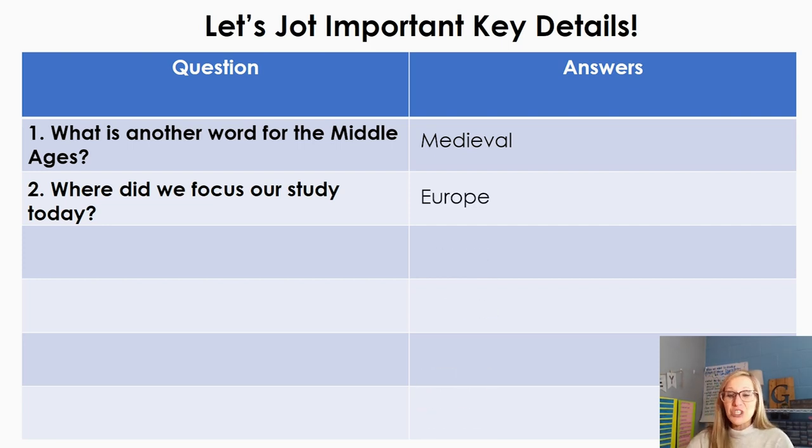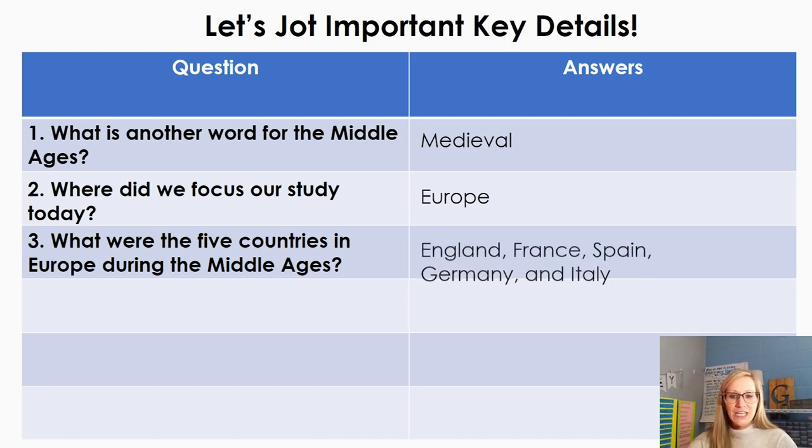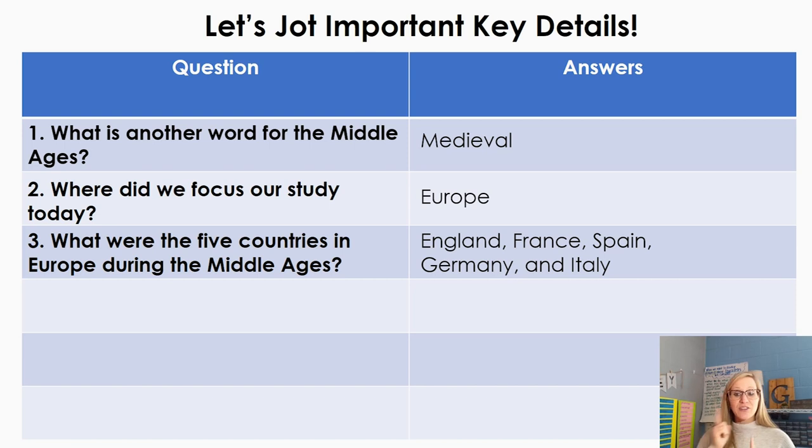And Europe, if you remember, was made up of how many countries? Five. And so what were those five countries? Again, I'm a visual learner, so I'm thinking back to the image that I saw. And I know in the upper left-hand corner, we had England. Below that, we had France. Below France, we had Spain. And then in the upper right-hand corner, we had Germany. And the one that looks like a boot was Italy. So if you had those five correct in your mind, jot them down on your paper. Those were the five countries in Europe during the Middle Ages. That's an important takeaway.